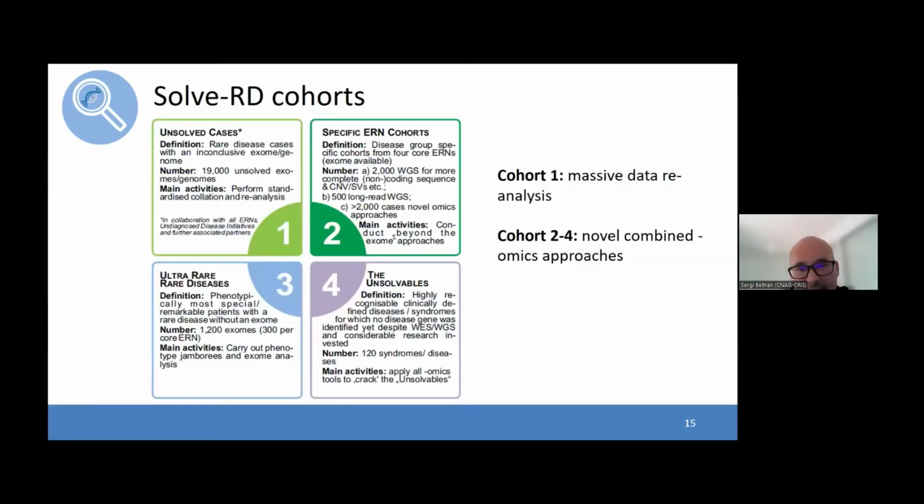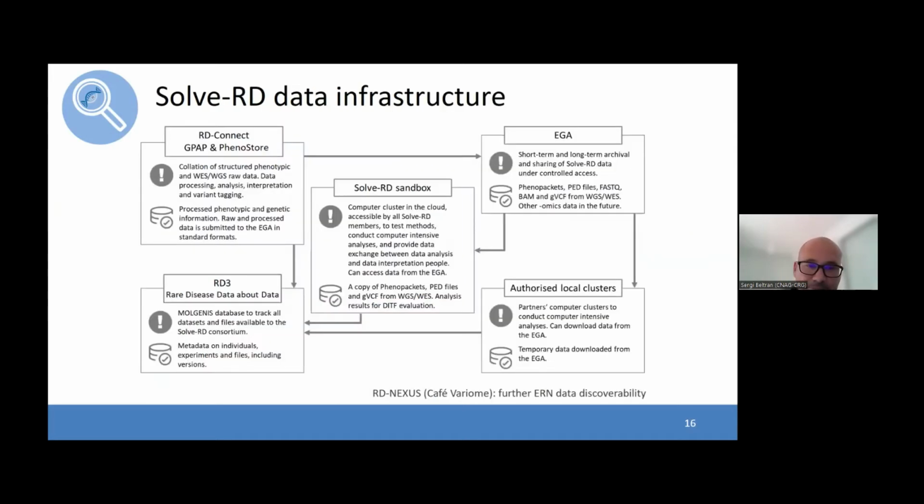We split the samples in mainly 4 cohorts. We have one cohort, which is what we call the unsolved cases, and this is where we are collecting most of the existing exome and genome data and basically trying to do reanalysis on this data to see if we can still get some diagnosis from existing data. And then we have cohorts 2, 3, and 4, which are different sets of specifications proposed usually by the ERNs. And what we are doing there is combining different omics data to then try to solve these diseases.